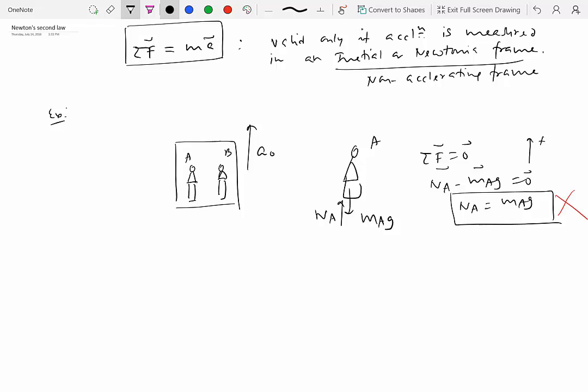What is wrong is that your friend B is basically measuring the acceleration of you with respect to himself, and he is inside the elevator that is traveling with an acceleration. So essentially the reference frame that is attached to measure the acceleration is actually a non-Newtonian one. This is a non-Newtonian frame, which you cannot use to apply Newton's second law.